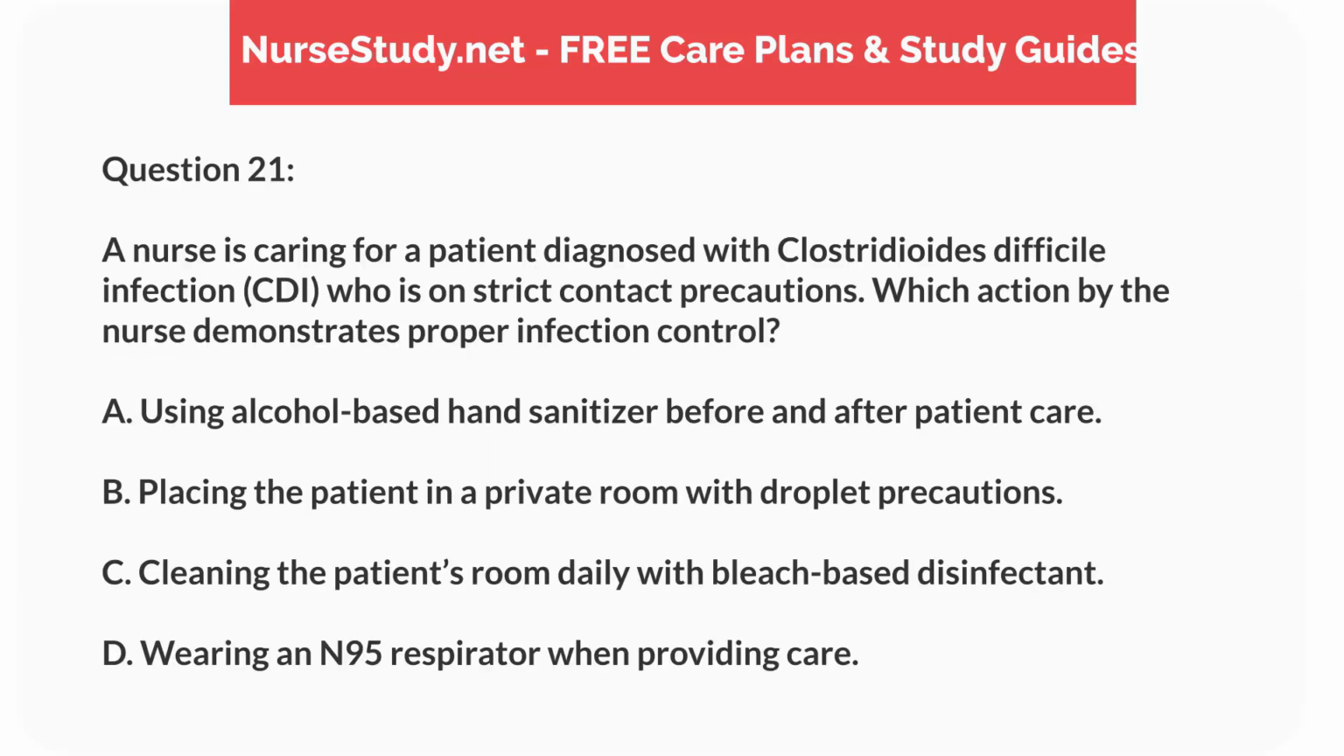Question 21. A nurse is caring for a patient diagnosed with Clostridioides difficile infection, CDI, who is on strict contact precautions. Which action by the nurse demonstrates proper infection control? A. Using alcohol-based hand sanitizer before and after patient care. B. Placing the patient in a private room with droplet precautions. C. Cleaning the patient's room daily with bleach-based disinfectant. D. Wearing an N95 respirator when providing care.